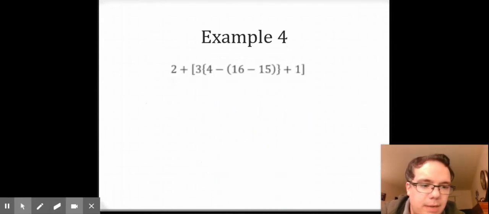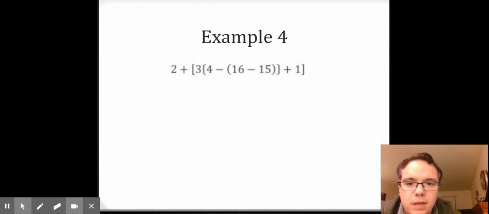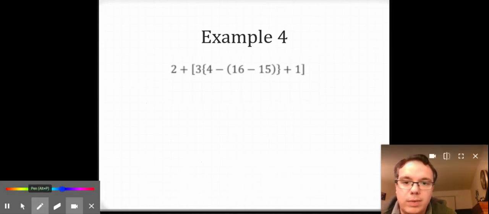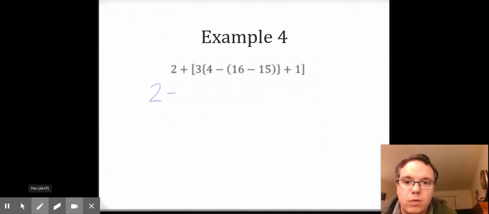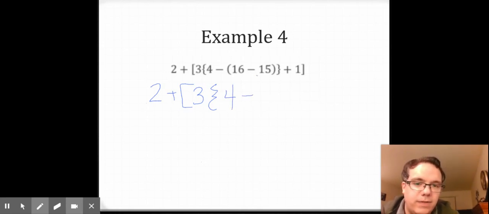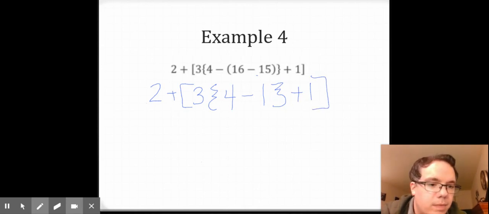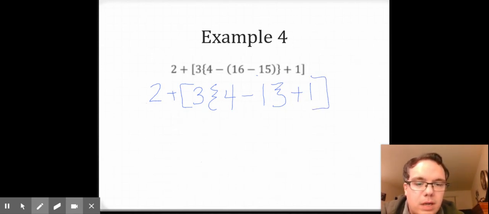All right, one more example and then we're done. We have 2 plus the quantity of 3 times the quantity 4 minus the quantity 16 minus 15, and plus 1. So we're going to start with our innermost grouping symbol, which is the parentheses. Again, I'm going to rewrite every part of the problem and only change what's inside the parentheses. So I have 2 plus, I have a bracket, 3, brace, 4 minus, and 16 minus 15 is 1. So I only did what's inside the parentheses.